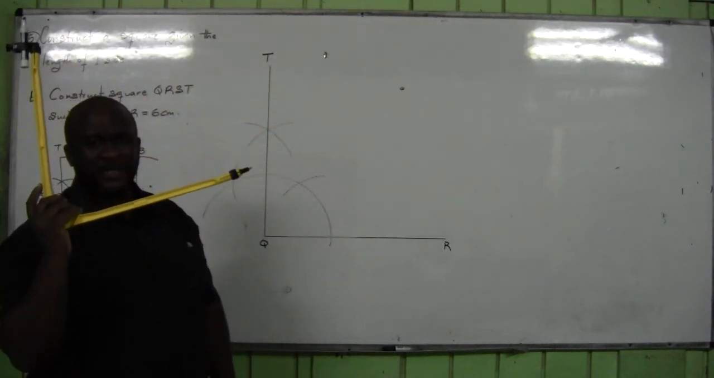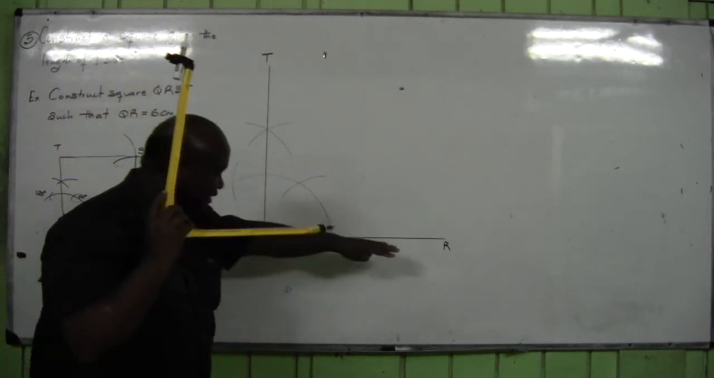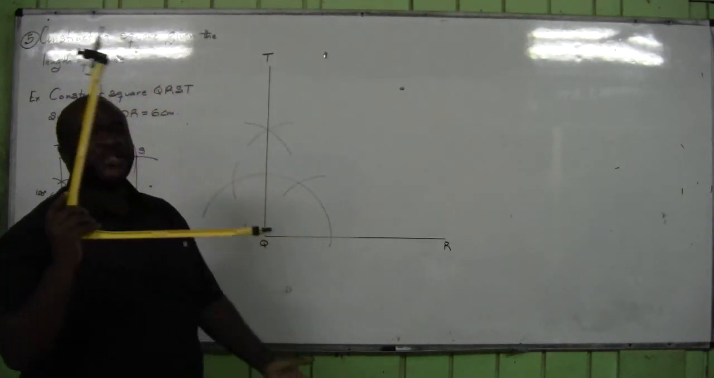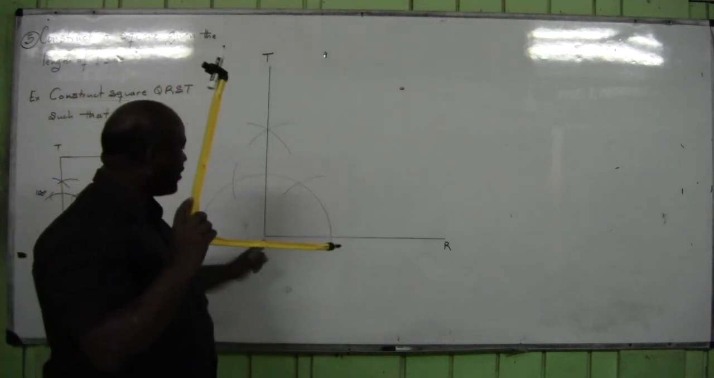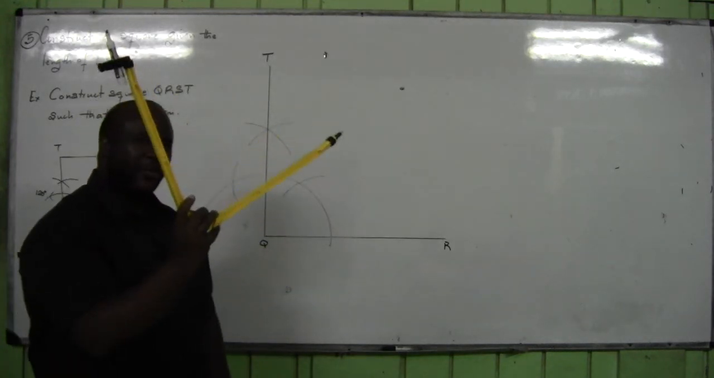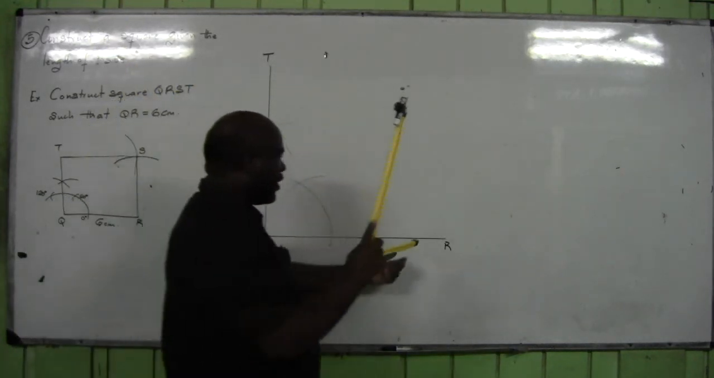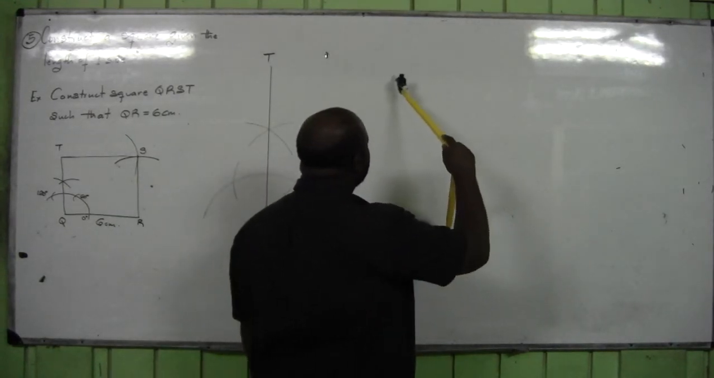All the sides measure 6 centimeters. Hold up your head and look. All the sides are already, this side is 6, this side is 6. I just need the other two sides. To get the other two sides, I need to find out exactly where is the point S. Please observe. My compass is open to how much? 6 centimeters. I put it at R and I scribe an arc.